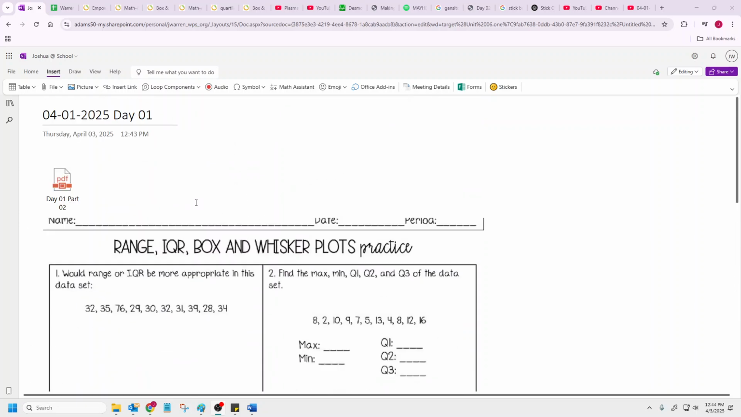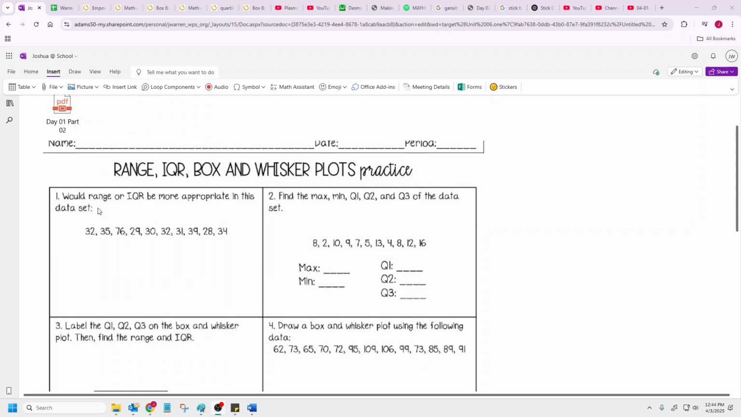So on the second part of the material, you're going to be given this instruction set that says find would range or IQR be more appropriate in this data set. I don't care about that right now. I don't care about analysis. I still want you to use this assignment to basically do more work. I want you to just do the same thing you did on video 1. I want you to just turn this into a box and whiskers.